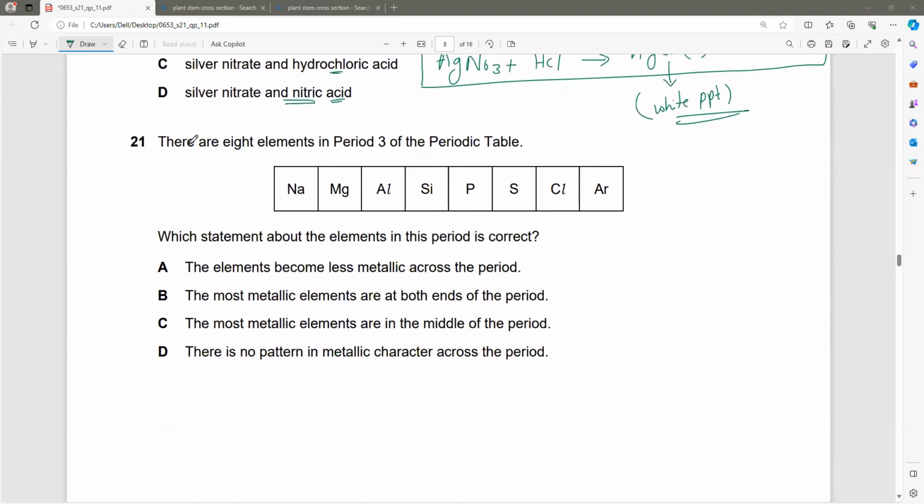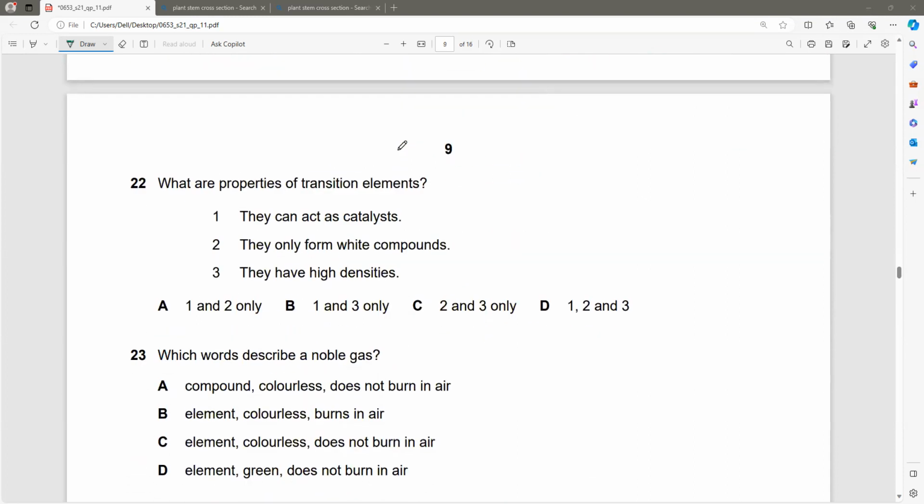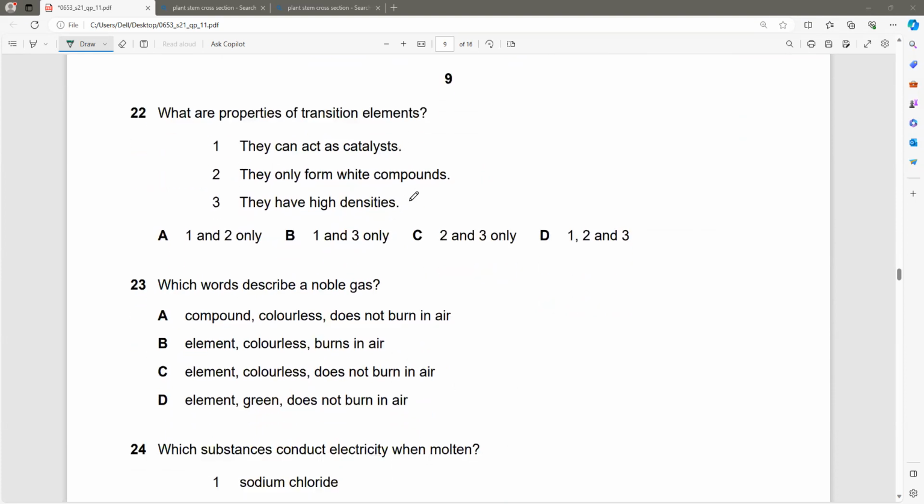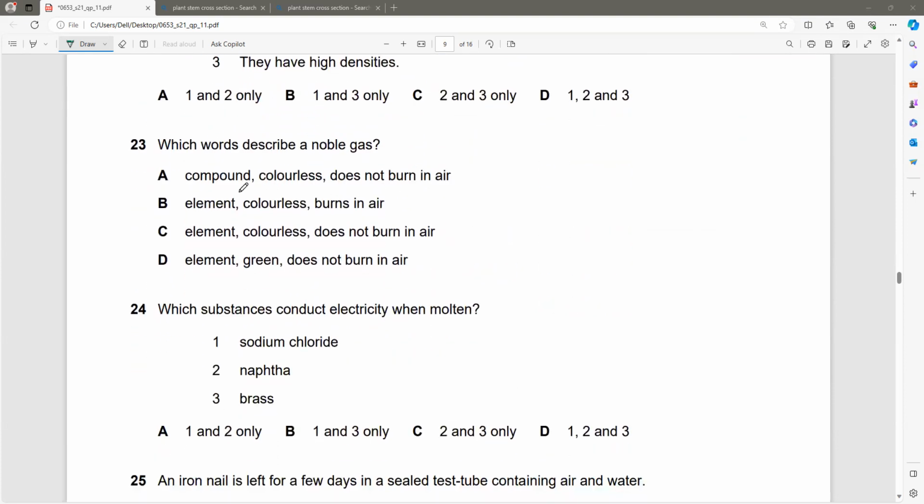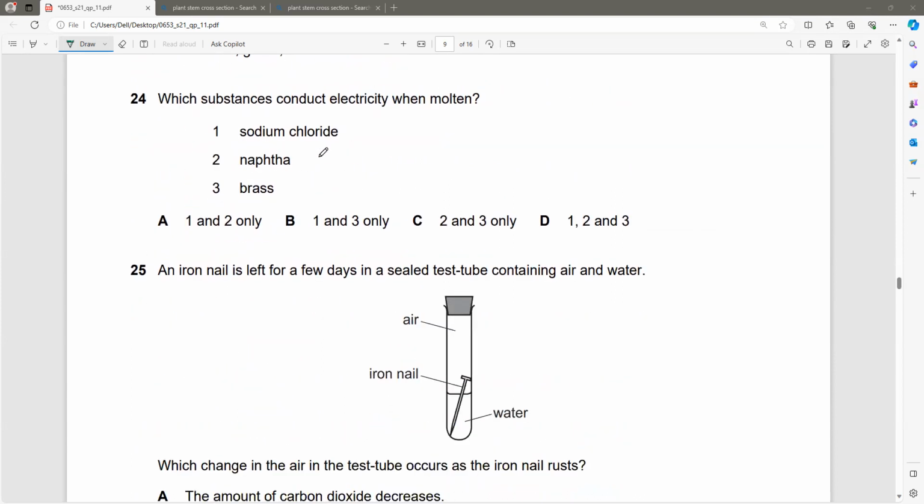There are 8 elements in period 3 of the periodic table. This is periodic classification, you can avoid it. Next. What are the properties of transition elements? This is also not required. Next, which word describes a noble gas? Leave it.